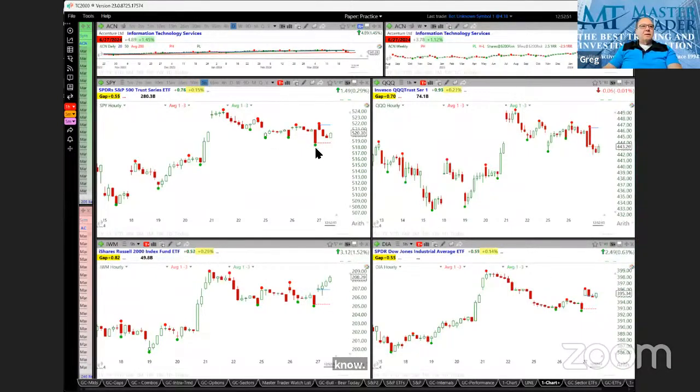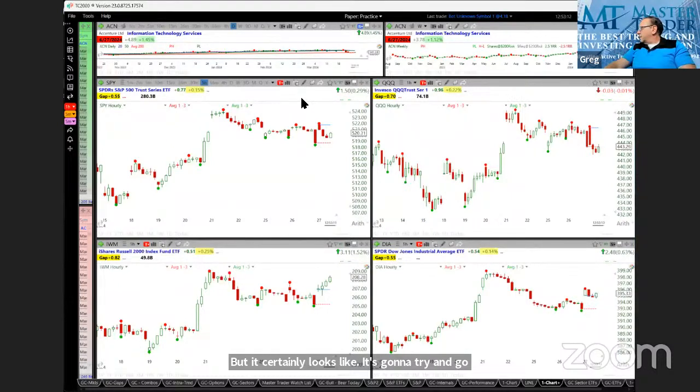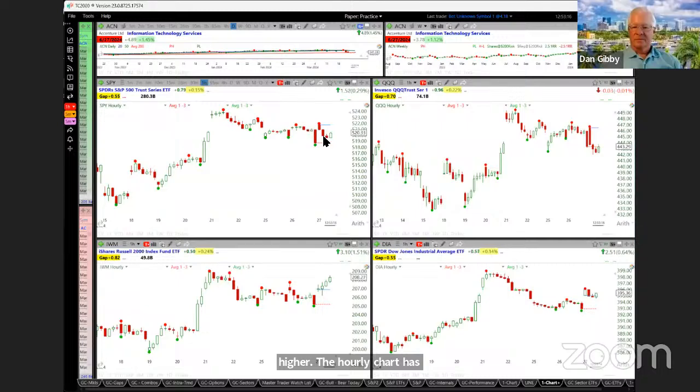Godfrey had this nasty break yesterday. We had the gap up this morning. It's pulling back like it's going to turn higher. We've got this big news day tomorrow, so I don't know how much it'll move, but it certainly looks like it's going to try and go higher. The hourly chart has quite a bit of time left in it, so you've got to make sure that these bars are done.